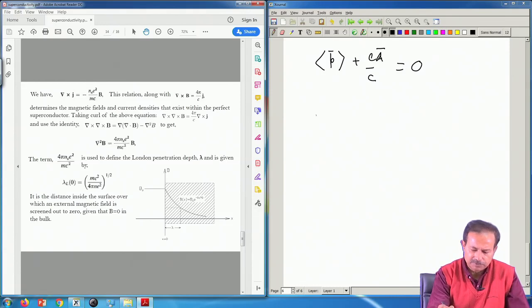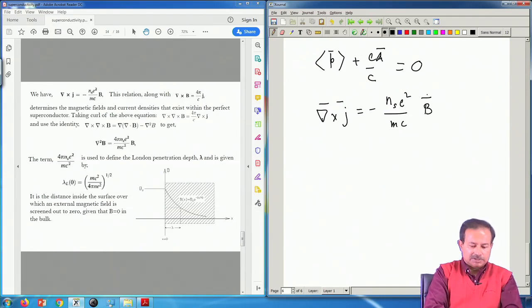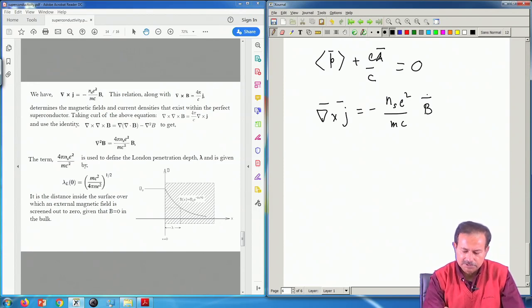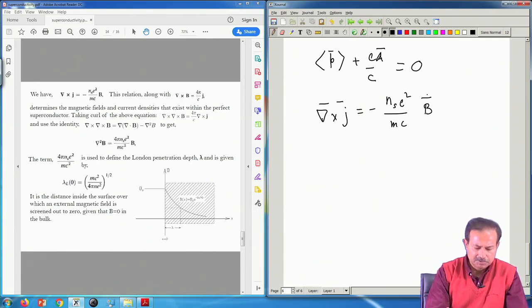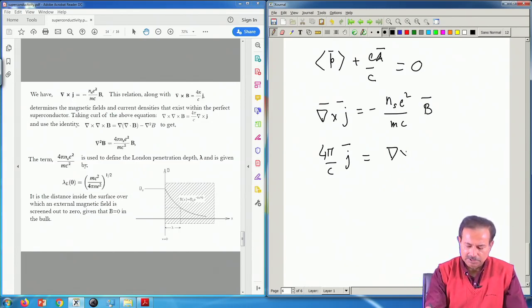So, from the London equation we get curl of J equal to minus n_s e^2 by m c into B, right. Okay. Now, of course, there is another equation, 4 pi by c into J, which is the Maxwell equation, equal to curl of B, Ampere's law. Okay.